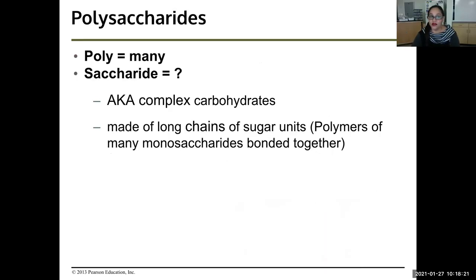And then polysaccharides. Poly means many, saccharide, we've gone over it twice, means sugar. Also known as complex carbohydrates. Made of long chains of sugar units. They're the polymers of many monosaccharides bonded together.